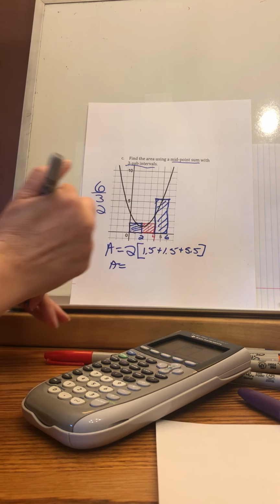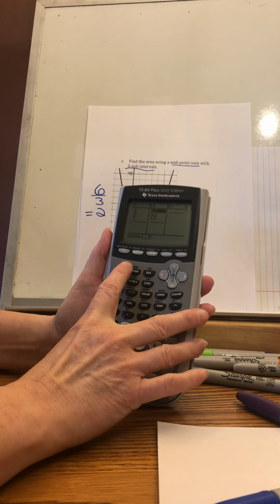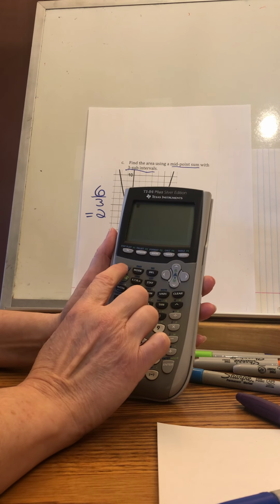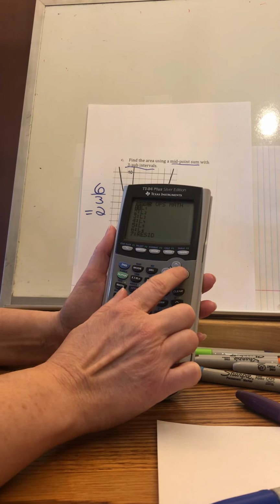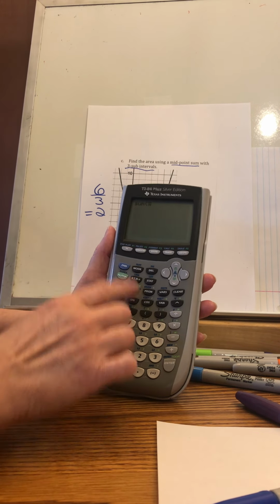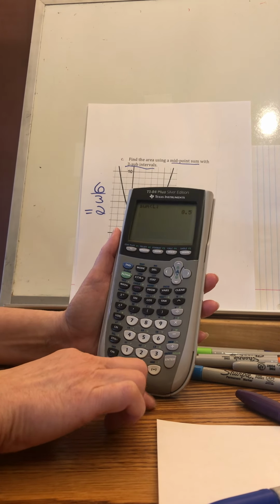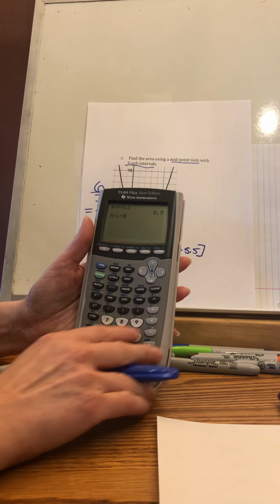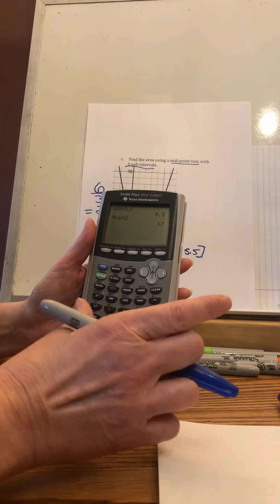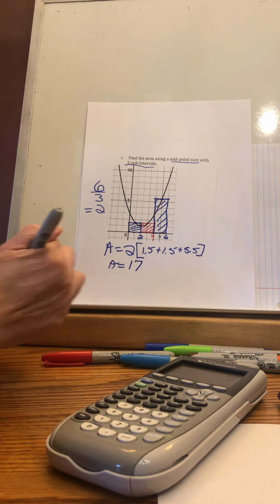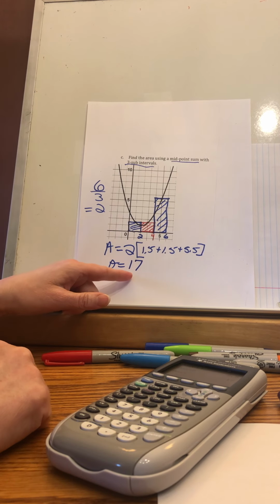So the area total, go to the home screen, second, quit. I want to sum the heights. Second, stat, right arrow to math, sum, I want to sum list 2. Second, number 2, hit enter. I'm getting a total of 8.5. And then times 2 for the base length to get an area of 17. So the approximation using a midpoint sum with 3 subintervals is giving me an area of 17.